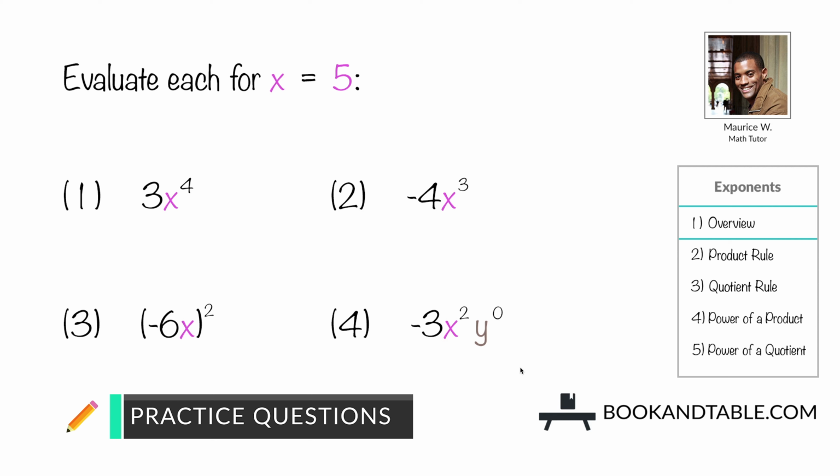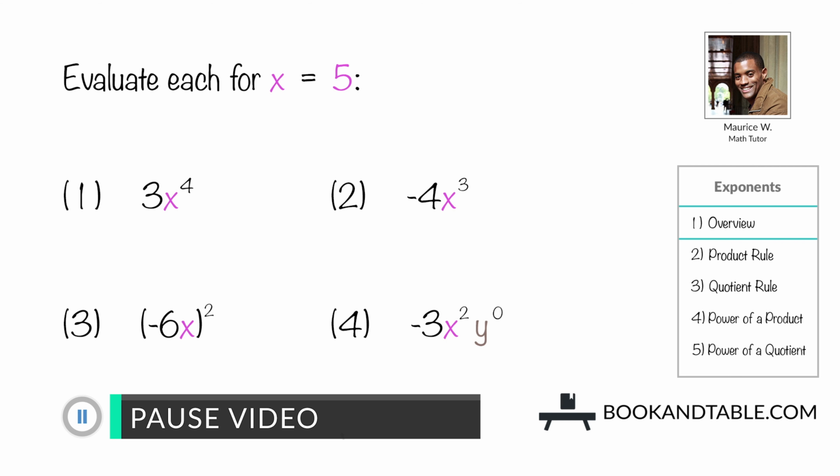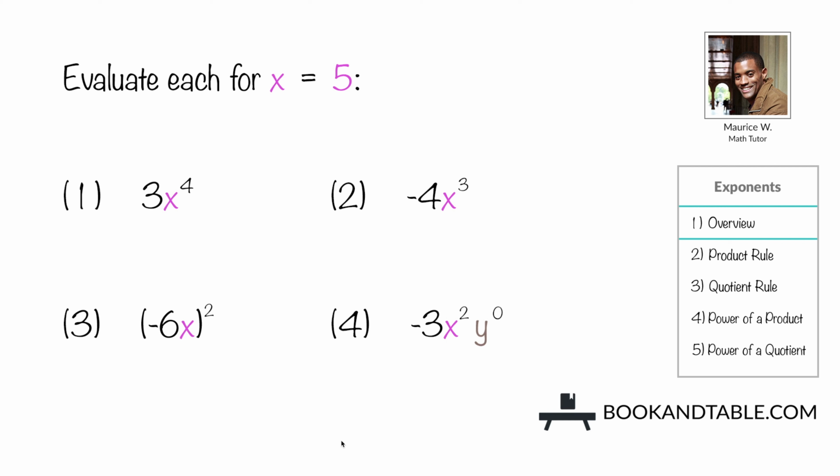Let's now do a few practice questions. Evaluate each for x is equal to 5. Question number 1, 3x to the 4th. Question number 2, negative 4x to the 3rd. Question number 3, negative 6x squared. And question number 4, negative 3x squared, y to the 0. Pause the video, answer these questions, and then press play when you are ready to begin.